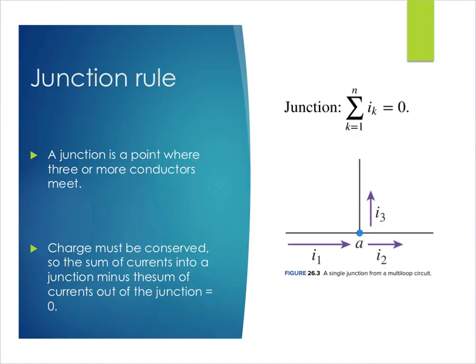The junction rule is presented as the sum of the currents is zero, but this actually means currents into the junction minus currents out equals 0. So currents coming out are treated as negative. Currents coming in are treated as positive. For this picture, we would have I1, which is coming in, minus I2 minus I3 equals 0.